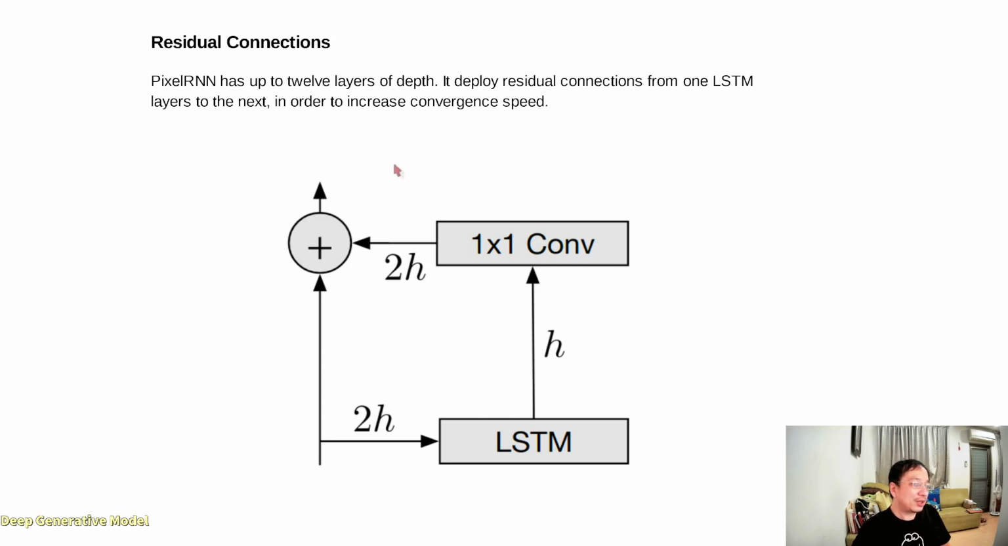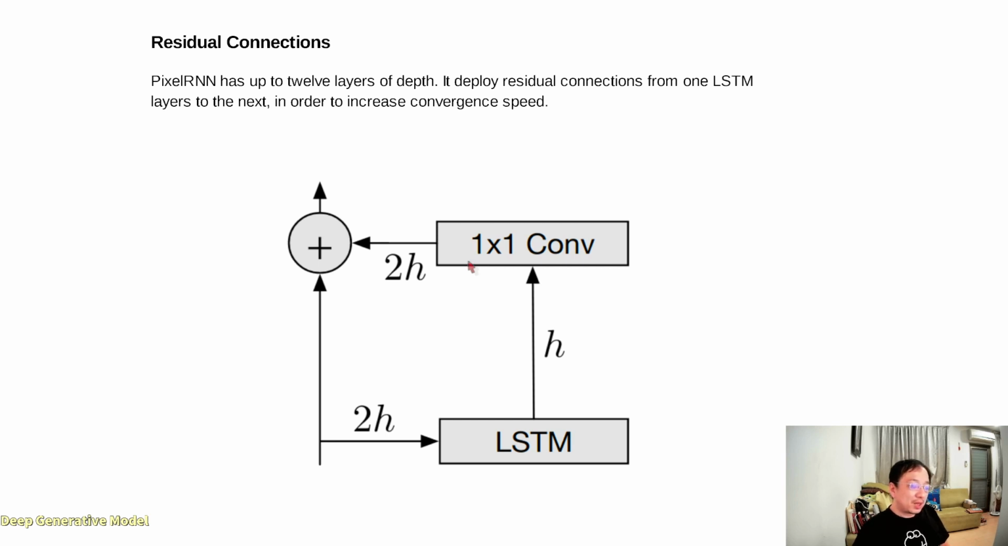Just like I said, PixelRNN has a very delicate, very complicated design. It actually has 12 layers and has several residual connections and maybe some more. So it is very complicated and well designed, considering it was designed in 2016.